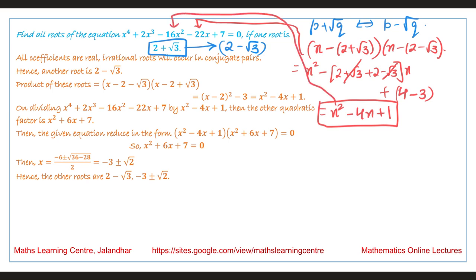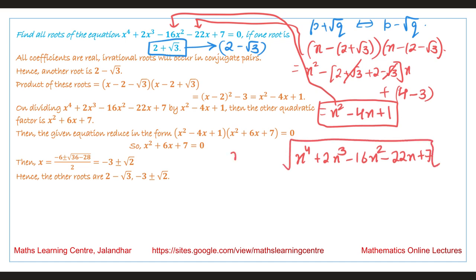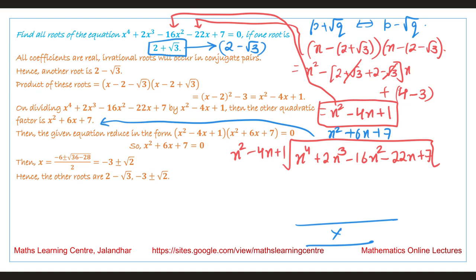So we have obtained that x square minus 4x plus 1 is a factor of this term. So we are dividing x raised to power 4 plus 2x cube minus 16x square minus 22x plus 7 by x raised to the power 2 minus 4x plus 1, and when we divide these two, the remainder will clearly be 0 because it is a factor, and the quotient that we obtain will be x square plus 6x plus 7. You can verify this on your own. This is part of the division of polynomials that we have studied in class 10.